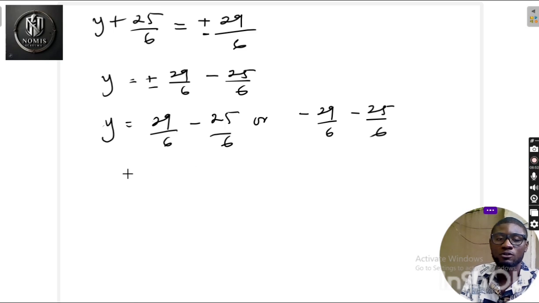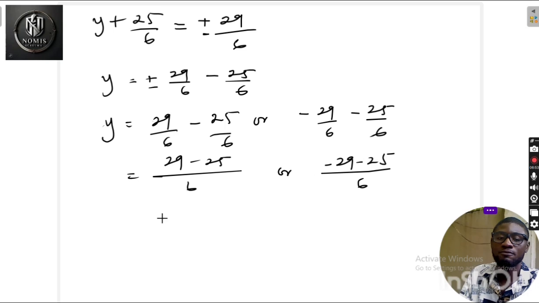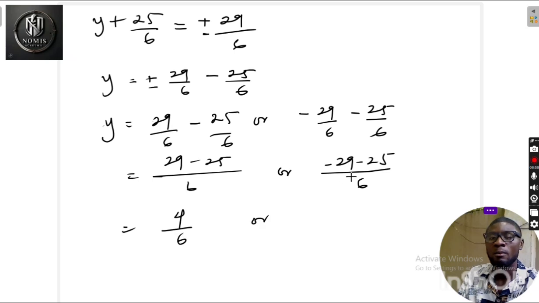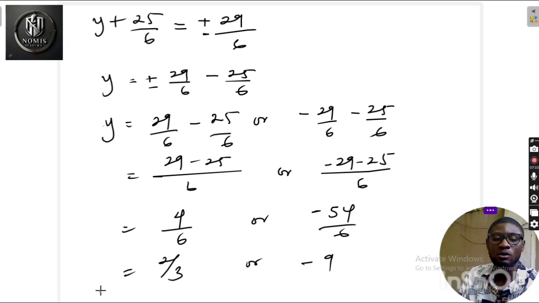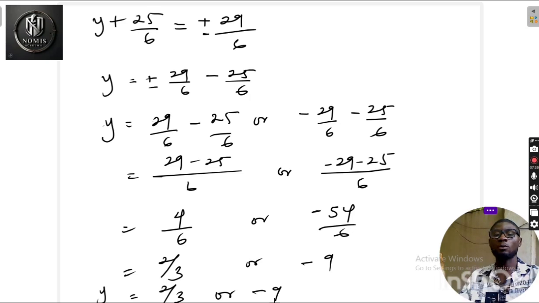So let's solve for both. Here the LCM is still 6, so 29 minus 25 over 6, or here it is still 6, minus 29 minus 25. So 29 minus 25 is simply 4, so 4 over 6, or minus 25 minus 29, so that gives us minus 54 over 6. So this gives us 2 over 3 to reduce to the lowest term, or we have minus 9, because 54 divided by 6 is 9. So the value of y is equal to 2 over 3 or minus 9. So we just used the completing the square method to find the roots of the quadratic equation.